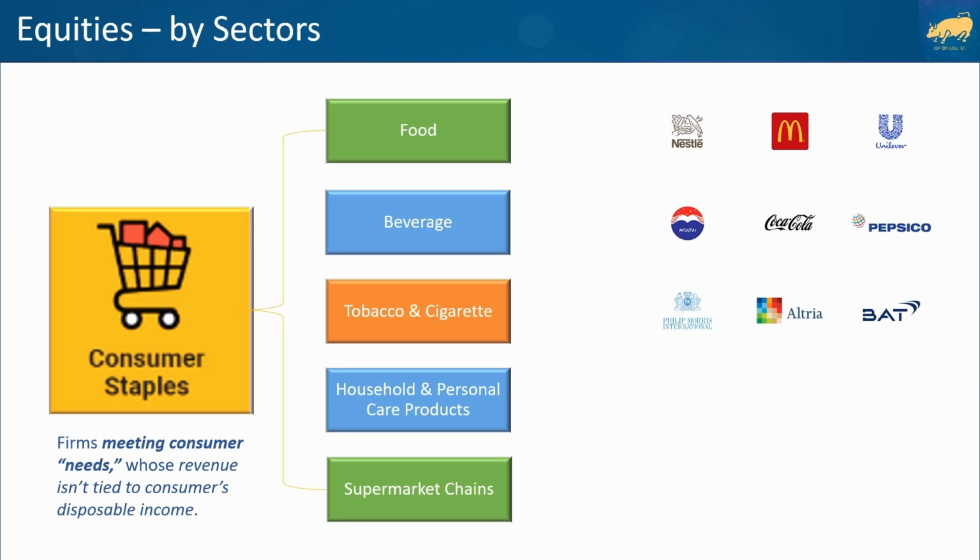Philip Morris International, Altria Group, and British American Tobacco are the leading tobacco and cigarette firms. In the household and personal care products industry, Procter & Gamble, Colgate-Palmolive, and Reckitt Benckiser are the largest companies. Lastly, Walmart, Costco, and Target run the biggest supermarket chains in the world.